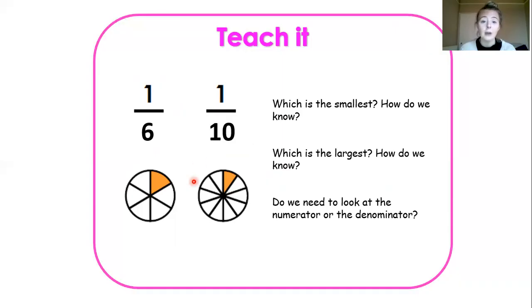So our denominator tells us how many equal pieces it's been split into. So this circle has been split into 10 equal parts, and they are all smaller, aren't they, than 6 equal parts, if you can see.